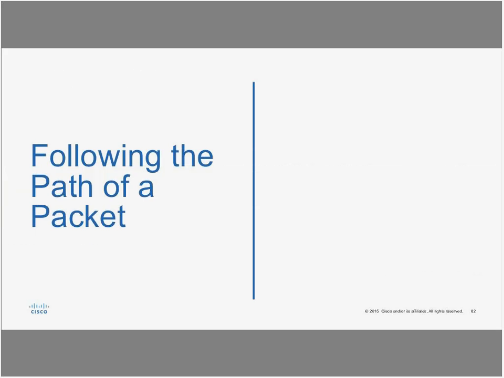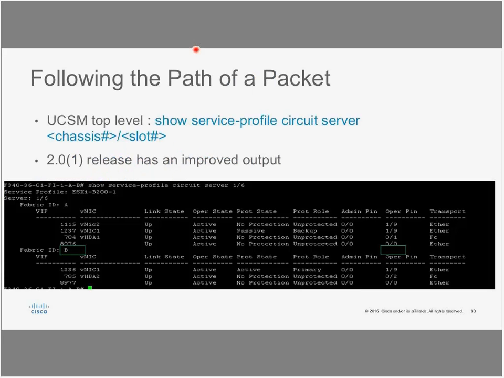Following a path of a packet. Now we're going to dig much deeper. All right, you guys are aware that a service profile is merely an identity of your server, okay? So let's say you want to trace a packet. I want to see from my VNIC level all the way to the border links, and how it traverses and goes to my storage devices or my networking devices. You go into the fabric interconnect and you issue the command show service-profile circuit server, the name of the service profile, or the actual server. Okay, so you choose the server.